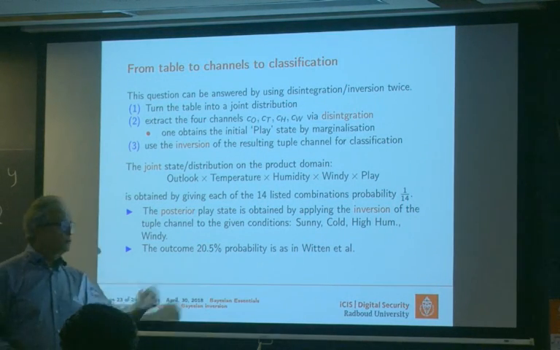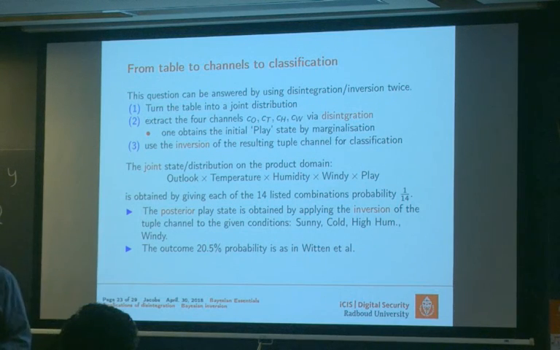But you get an outcome of 20.5%, which is precisely the outcome that Witten also calculates in a way that I don't understand. I do understand the theoretical way of doing this. I think he uses string theory or something. Yeah, he must be. I'm sure. He doesn't want to burden his readers with it.